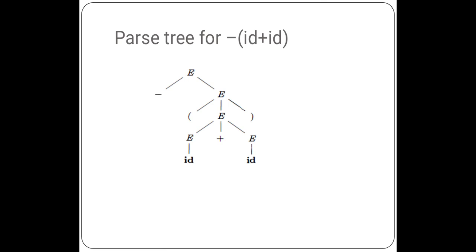And next, using another production, E gives E plus E, I convert the E into E plus E. Then I take capital E and convert it into id. First I take the left one and convert it, and then I take the rightmost E and convert it. Finally, I concentrate on the leaf nodes alone, where you will have the input string minus opening parenthesis id plus id and then closing parenthesis.